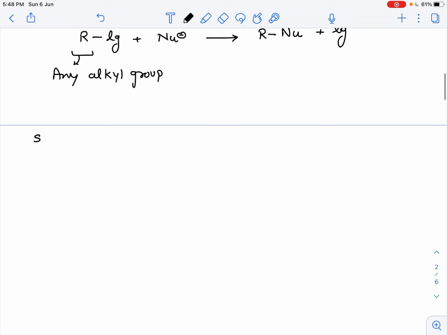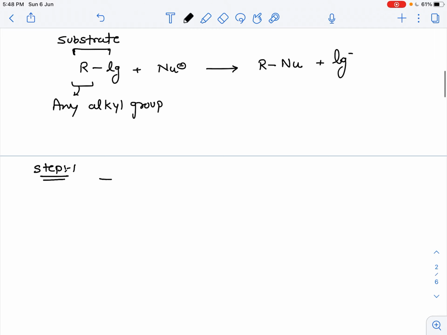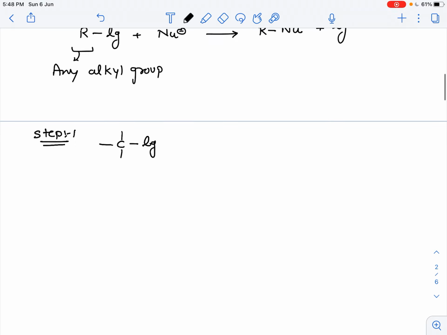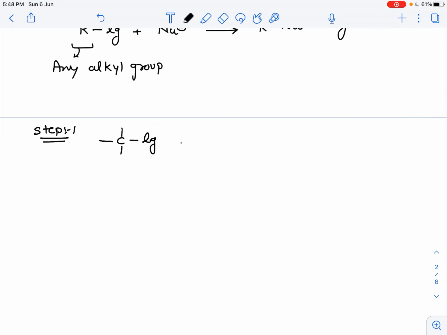See all of you here. What is step 1 in this? Let us consider any substrate here, carbon with the leaving group. These things mean that the carbon is attached with anything. It may be hydrogen, it may be any alkyl group, any group it may be. So under the influence of the nucleophile, it knows that there is a nucleophile, so the leaving group will be leaving first.